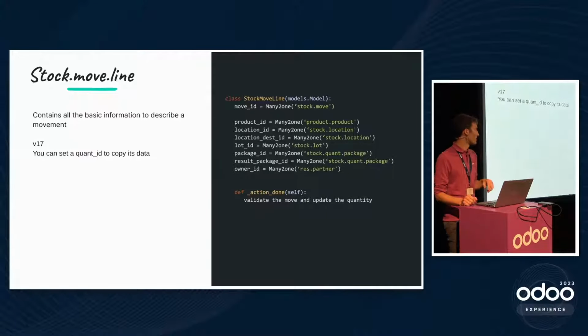And an important method on stock move line is action done. In fact, the action done on stock move is simply a proxy to the one on stock move lines. So validating a stock move will, in fact, call the action done of all the stock move lines.